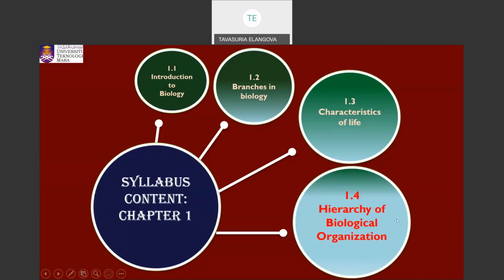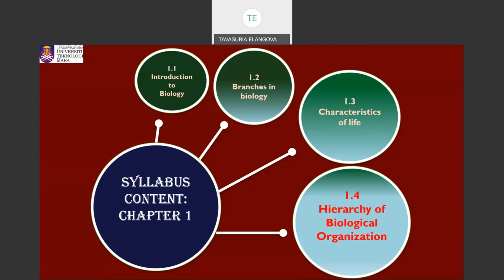Before we learn about hierarchy of biological organization, let me do a small recap of the previous lesson. What is biology? Biology means the scientific study of life. And then there are many branches in biology you learned, such as taxonomy, ecology, biotechnology, biochemistry, zoology, botany, etc. For the branches, you should know them together with their definitions.